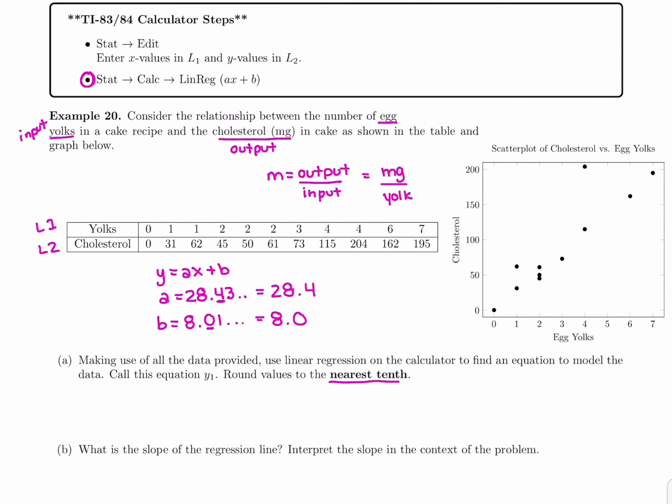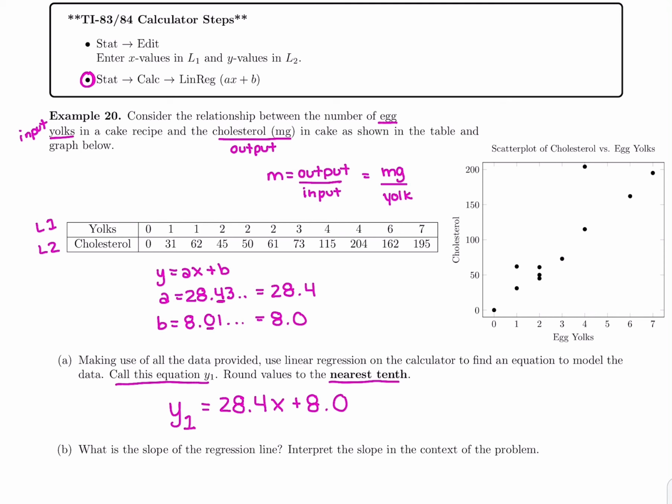And now I'm going to use this to write an equation from that data provided. I'm going to call it Y1 because that's what it says too. So Y1 equals AX plus B. So A is 28.4X plus B is 8.0.